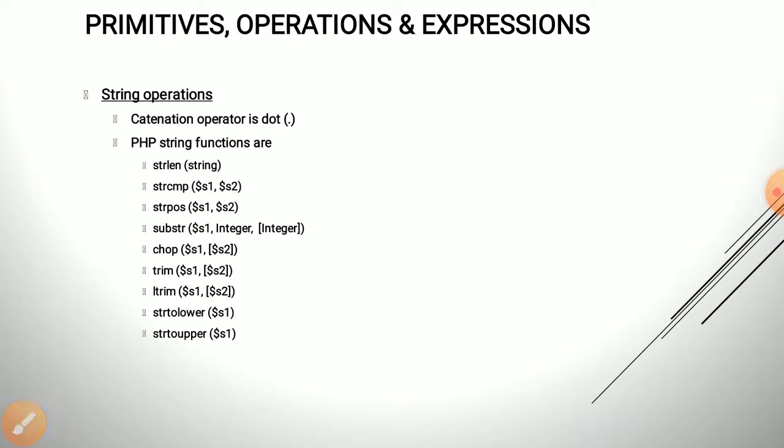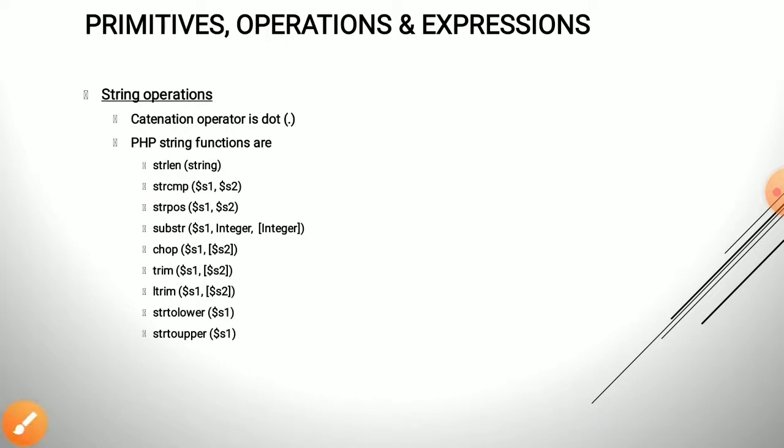Then, the next one is the substring function. It takes three arguments. The third argument is optional. It extracts a substring. The second parameter is the starting position, and the third parameter is the number of characters.